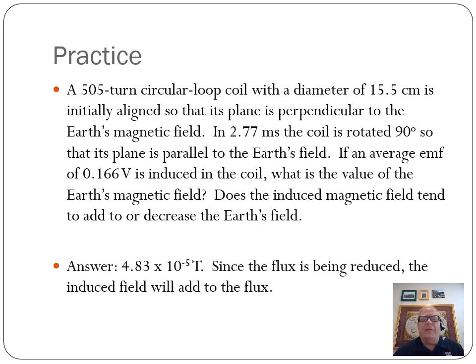And then they give you the time it takes for this field to go from essentially the plane of the loop being perpendicular to the Earth's magnetic field, so that means that the normal line to the coil is parallel to the Earth's magnetic field. When you rotate it 90 degrees, it's actually going to be taking away from the Earth's magnetic field, so it's going to reduce to 0 in 2.77 microseconds. So see if you can work it out and if you get the same answer as shown here.